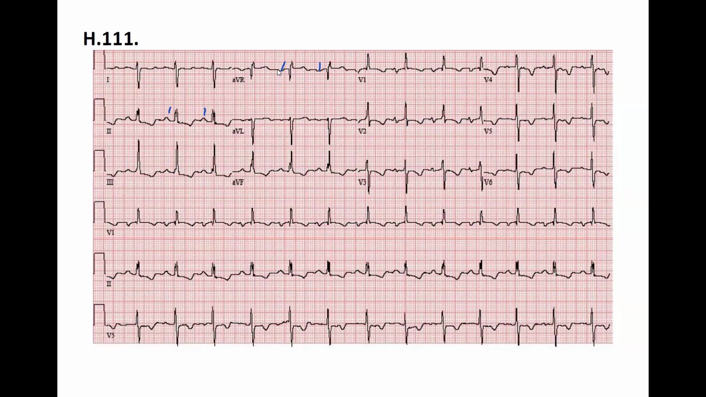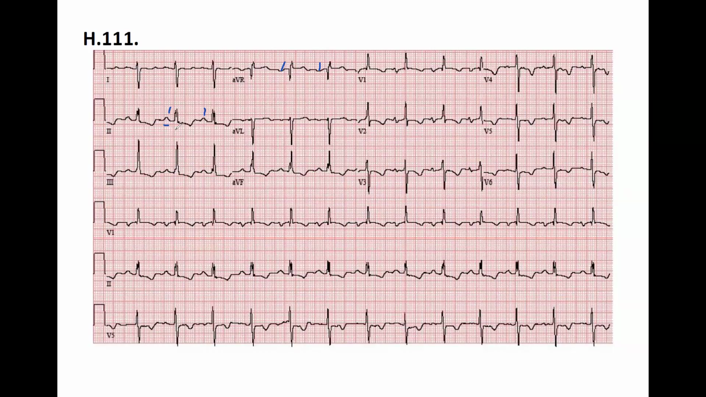Next one, PR or the morphology of the P. Okay, the morphology of the P. This is the duration. You have to look at the duration. It's 0.1. It's okay. Is it tall? It's not taller than 2.5 millimeters, so it's not tall and not wide. So there is no hypertrophy. Okay, so it's normal.